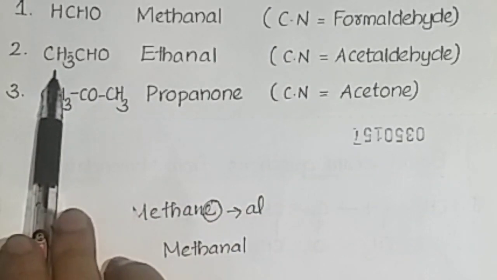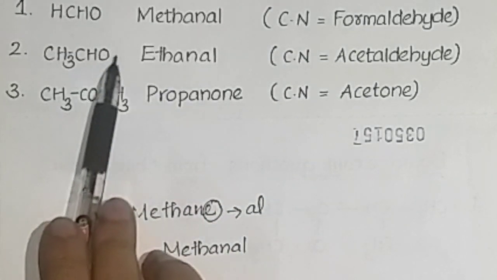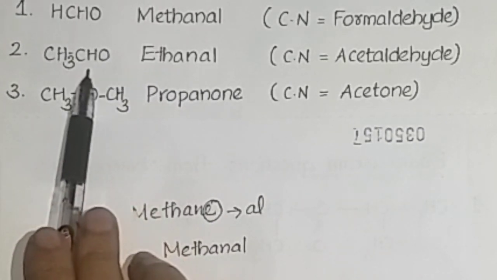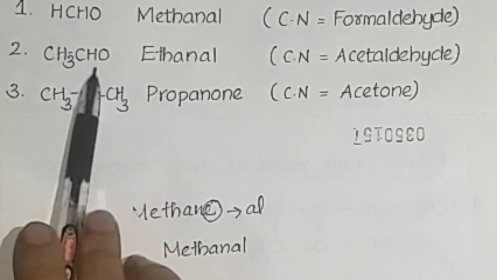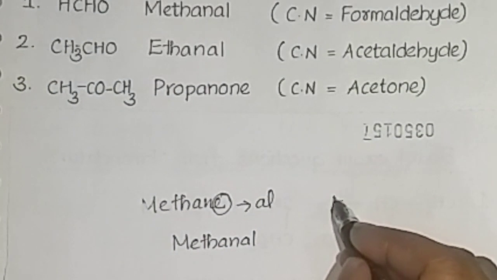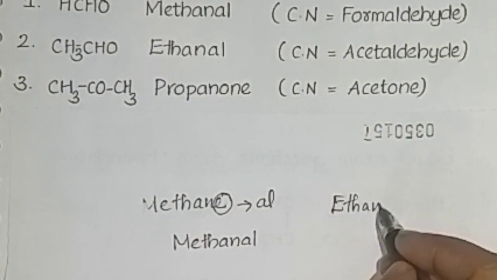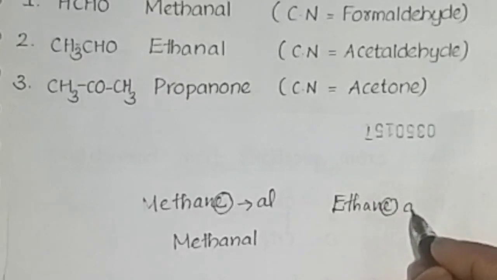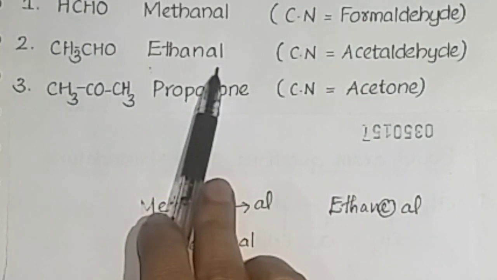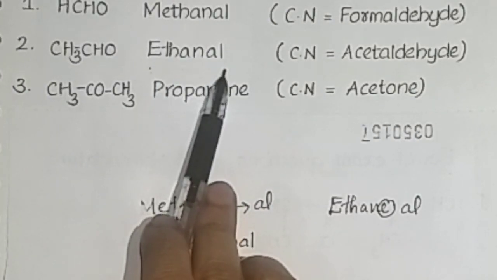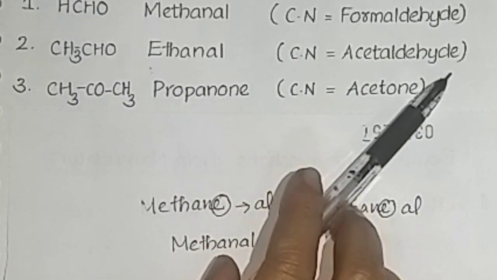Then the second one is CH3CHO. This is also an aldehydic functional group. So count the number of carbon atoms. 2 carbon atoms, so this is ethane. E is replaced by al. Then we get ethanal. Common name is acetaldehyde.